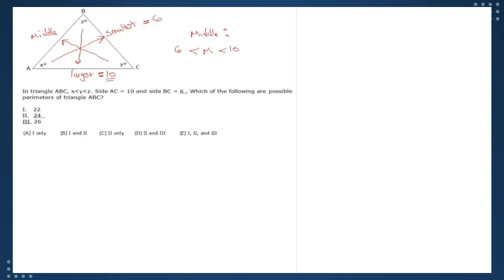So that gives us possible options. Now, if we take the 10 and 6, that's going to give us a total of 16. So if we subtract 16 from each one of these Roman numerals, we get a possibility of 6, a possibility of 8, and a possibility of 10 for the middle side. And what we can see is, since M must be between 6 and 10, the only logical option here is 8. That corresponds with number 2, and that is answer choice C.